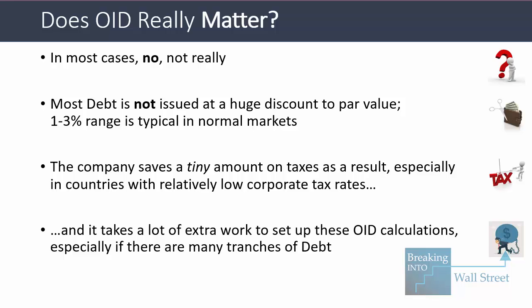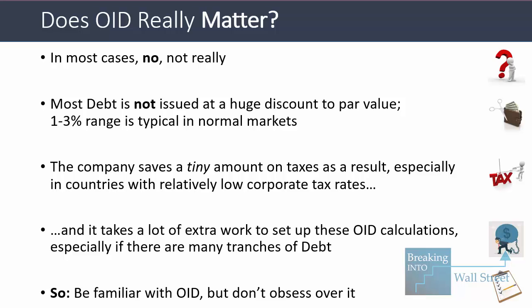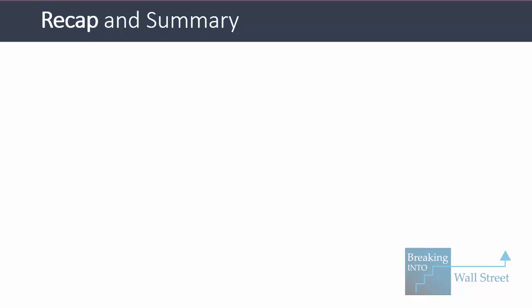It also takes a lot of extra work to set up these calculations, especially if instead of just one tranche of debt, as we had here, you have 5 or 10 or 15 or something like that. So you should be familiar with OID. It's good to know how it works and why it works the way it does, but you shouldn't obsess over it. It's just not that important. And even if you had this in a case study or modeling test, if you left it out or you simplified it or you didn't get it quite correct, it would make hardly any difference on the end result in 99% of cases. We're at the end, so let's do a recap and summary now.